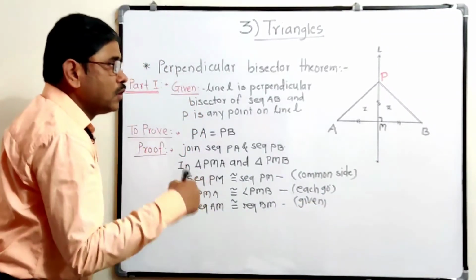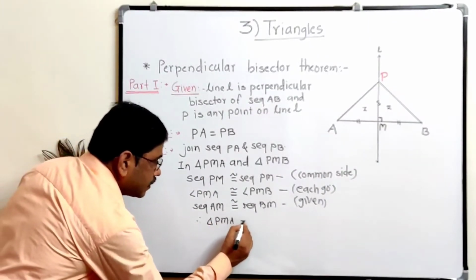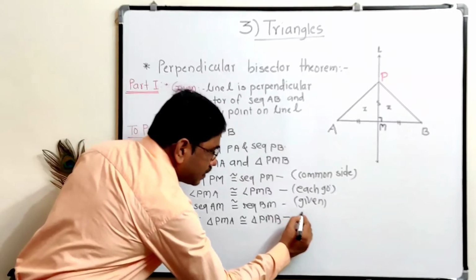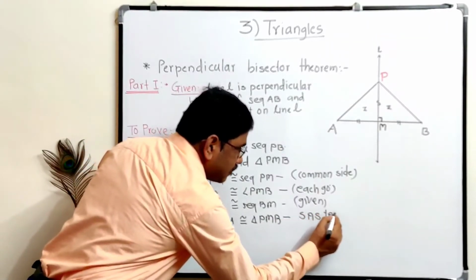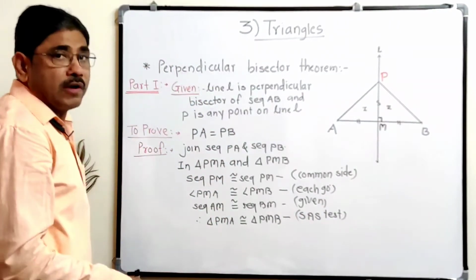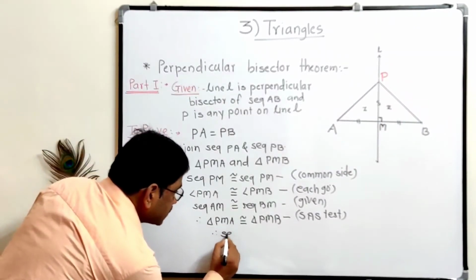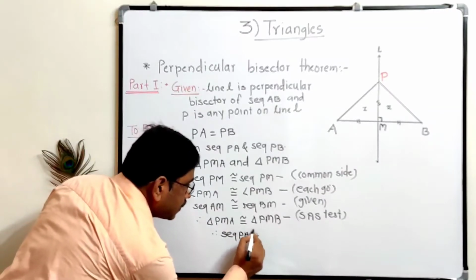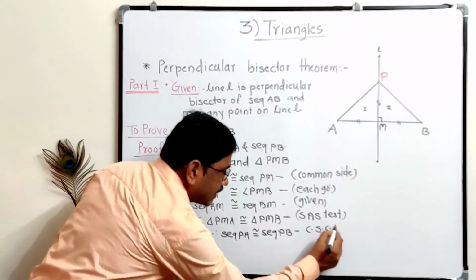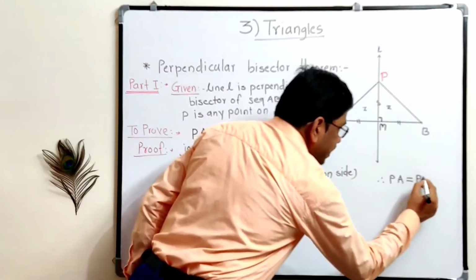Bisect means divide into two equal parts, and therefore these two triangles, triangle PMA congruent to triangle PMB, by which test? SAS test. By SAS these two triangles become congruent. And you know, when two triangles become congruent, their corresponding sides are also congruent, and therefore segment PA congruent to segment PB, corresponding sides of congruent triangles, and therefore what can we write? PA equals PB is proved.